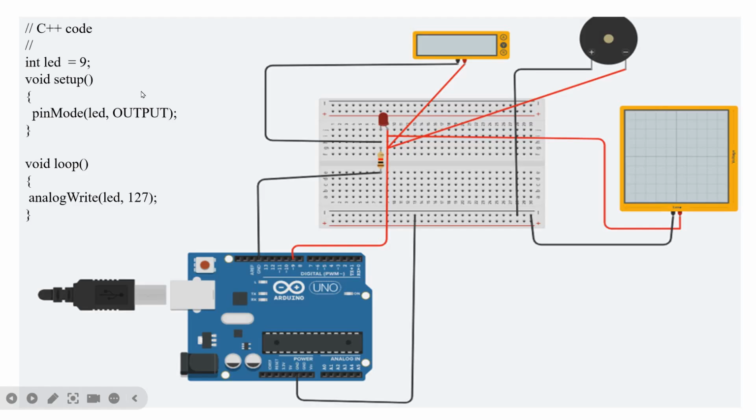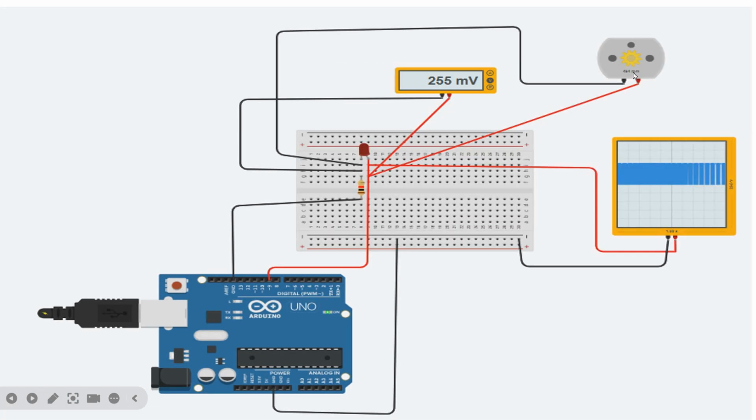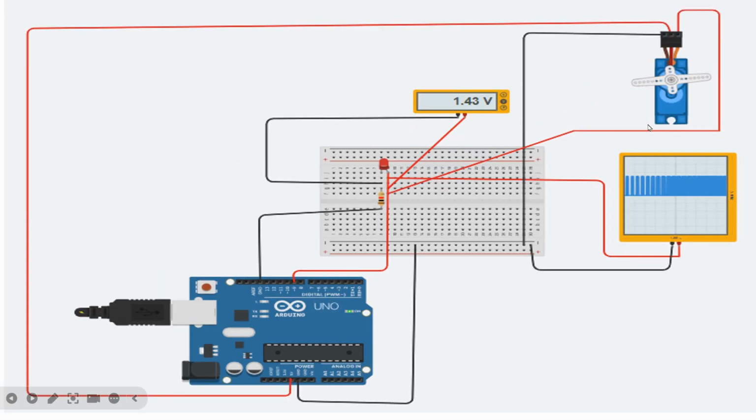Okay, so this is the code. This is when we connect a buzzer along with the LED. Then here we are connecting a DC motor. This is a DC motor, and this is the servo motor. Now we will see the connections and we'll execute the programs here.